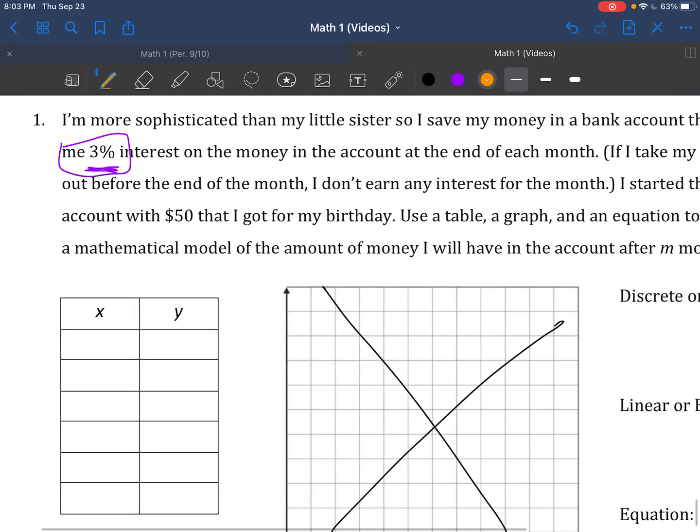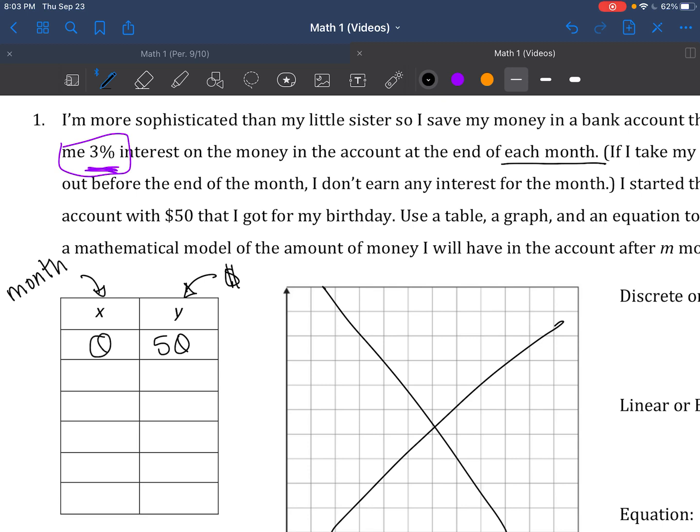So, in the account, we started with $50, and it gets more each month. So X represents our time in months. Y represents the amount of money we have. If we started with $50, well, I know this is going to be 50, but if we started with $50, no months have passed. So this means we're at time 0.